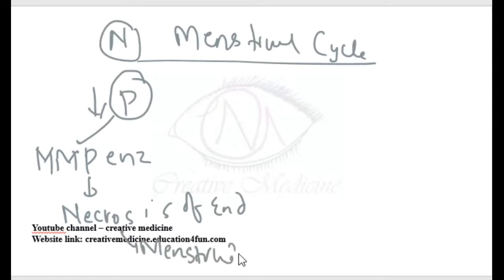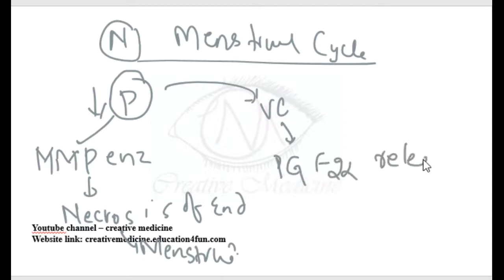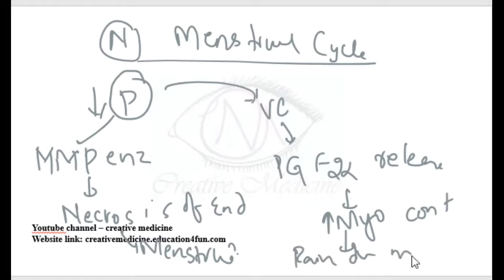This sudden decrease in progesterone levels causes vasoconstriction, thus prostaglandin F2 alpha is released, leading to increased myometrial contraction, causing dysmenorrhea or pain during menstruation. Thus, whenever there is dysmenorrhea or pain during menstruation, it is an indication of ovulation.